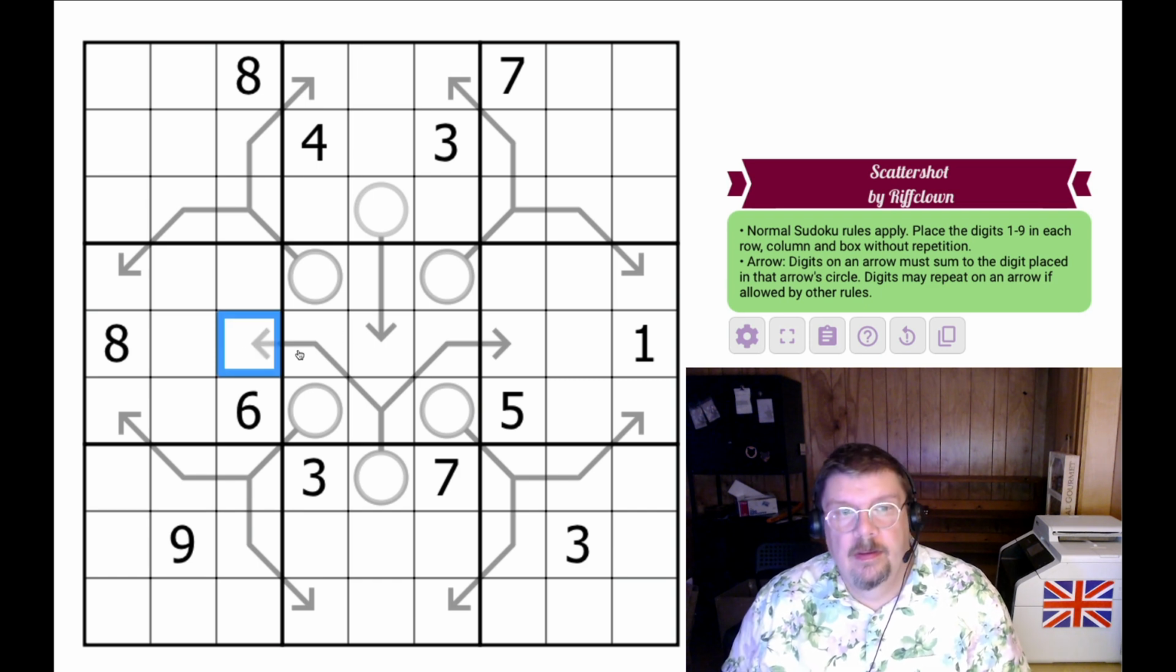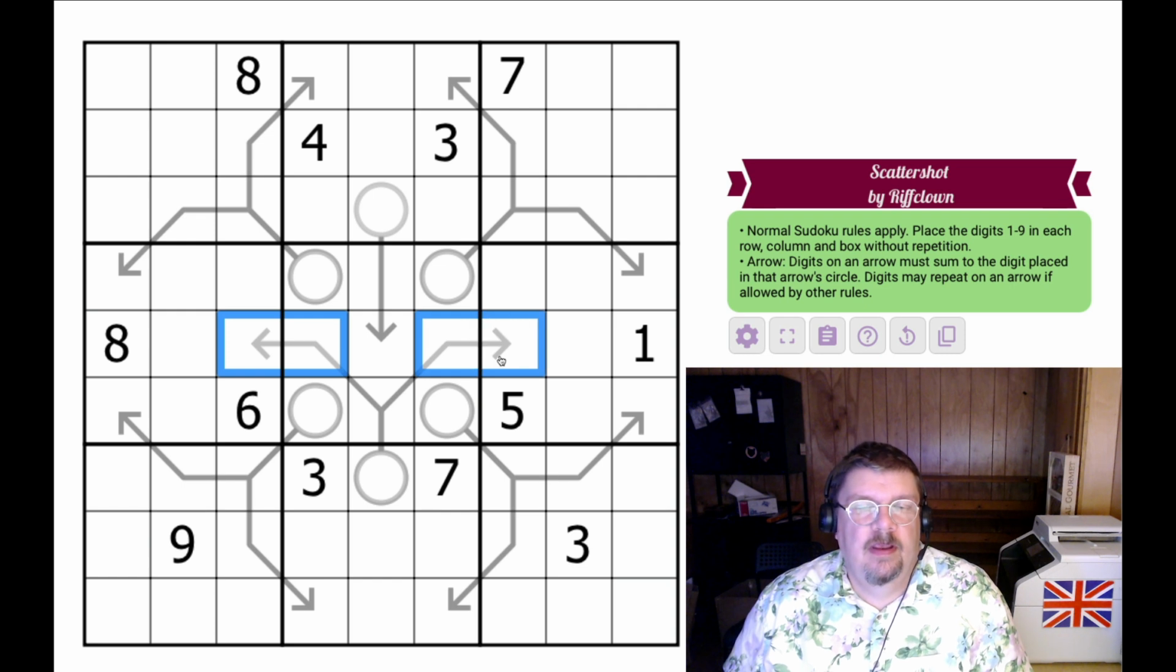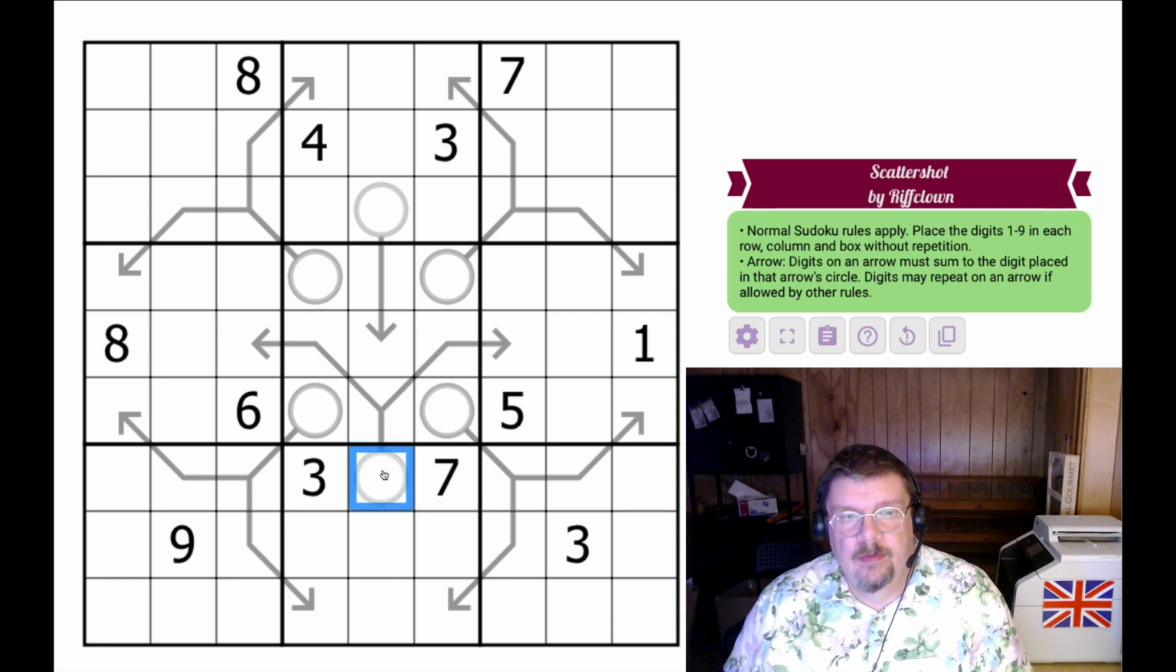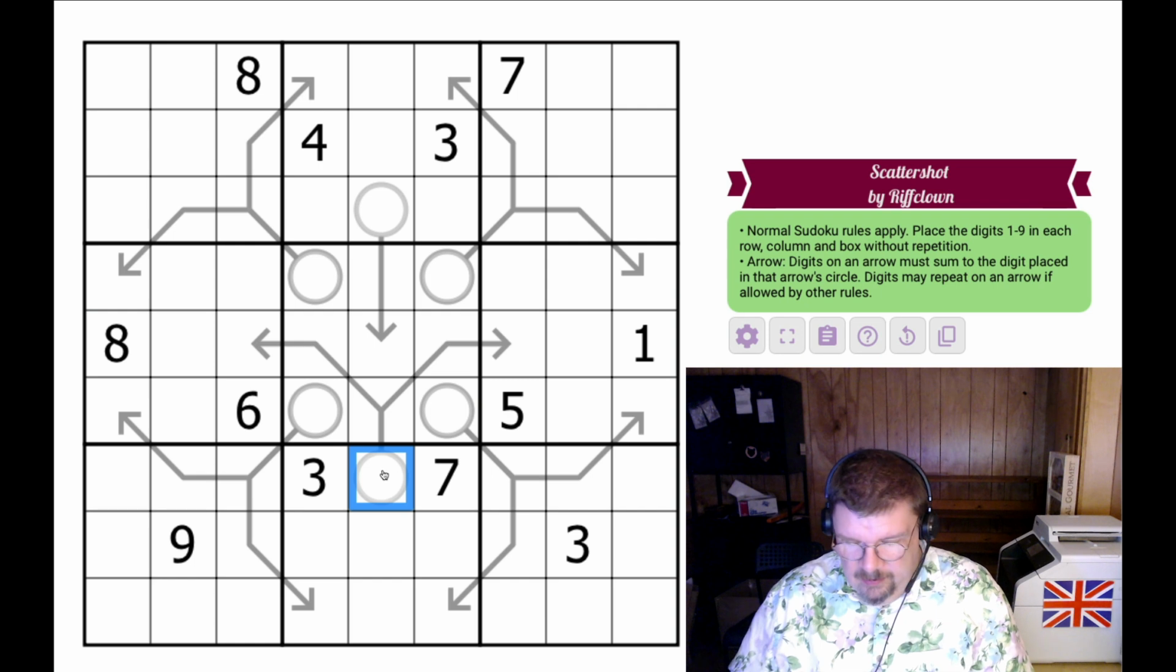Okay, these 4 digits have to be different, and none of them can be a 1. So they are at a minimum 2, 3, 4, and 5. 2, 3, 4, and 5 makes 14, plus at least 1 there is 15, which is counted twice, so that's 16, and then divide by 2, and that makes 8. So this is at least an 8.